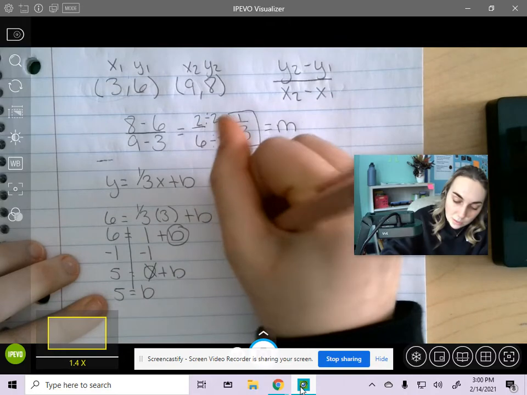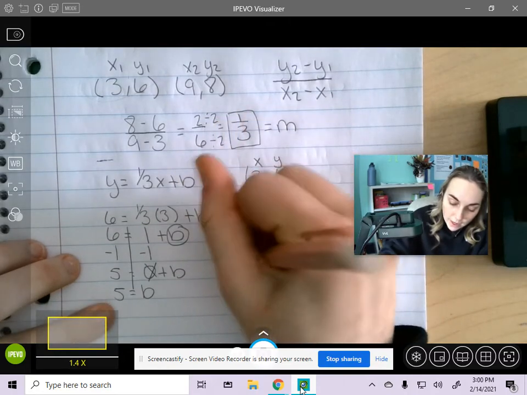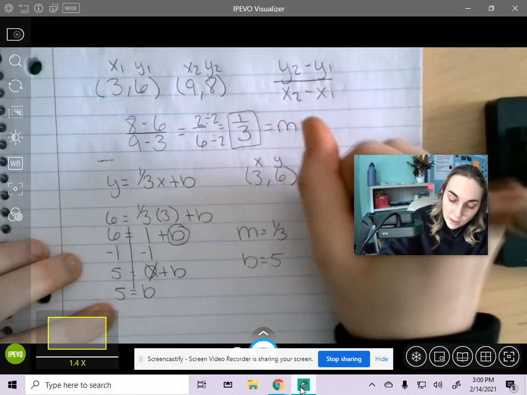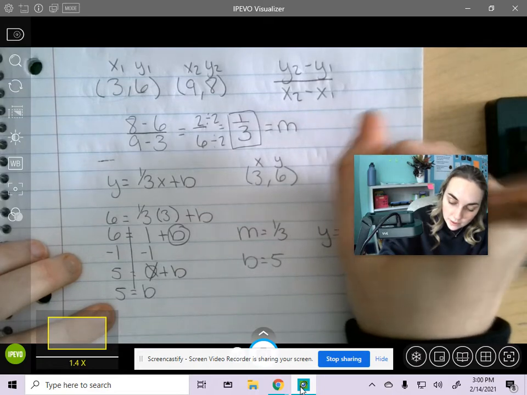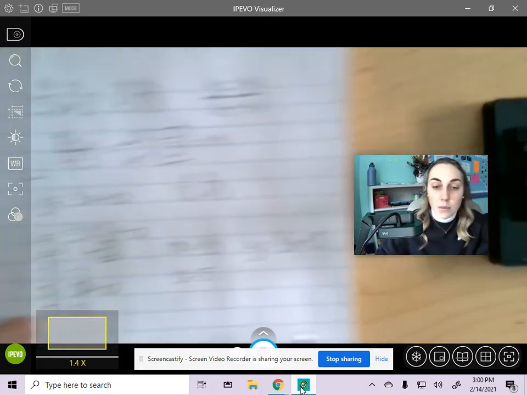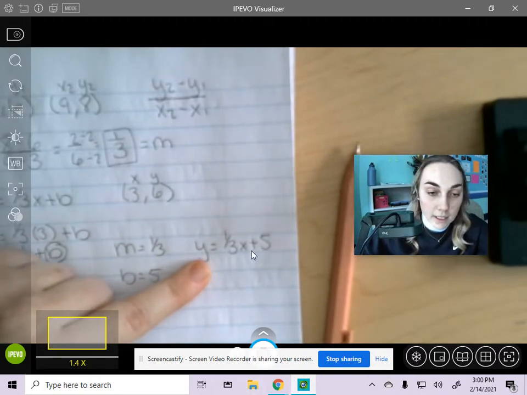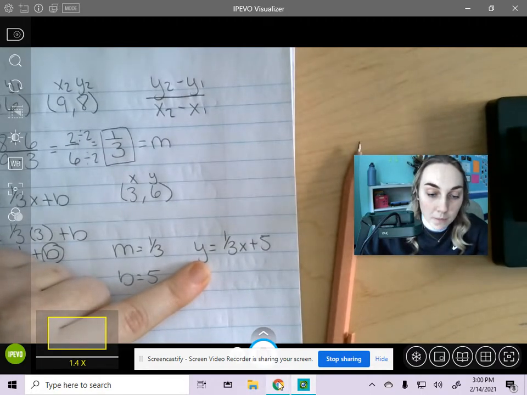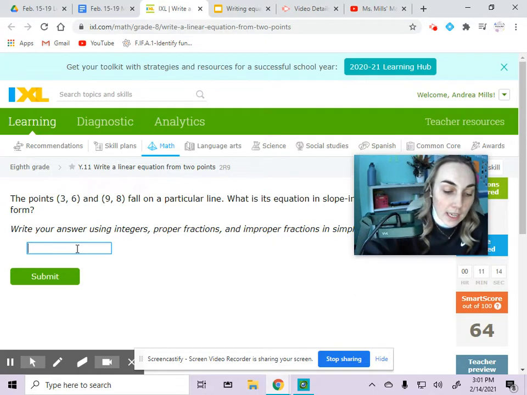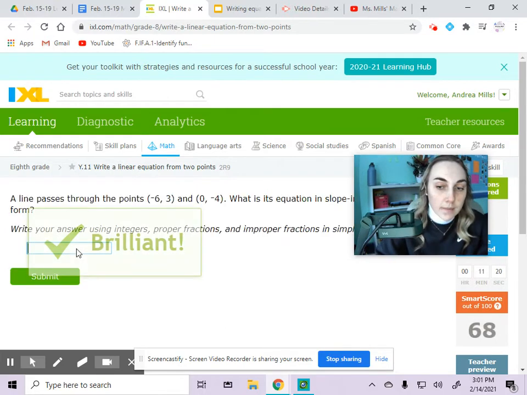So we have our slope, which is 1/3. Our y-intercept is 5, so we can write our equation, which ends up being y equals 1/3 x plus 5. There it goes. So I'm going to plug that in here now. I have to type out the whole thing now. Bring in that x and then add 5.